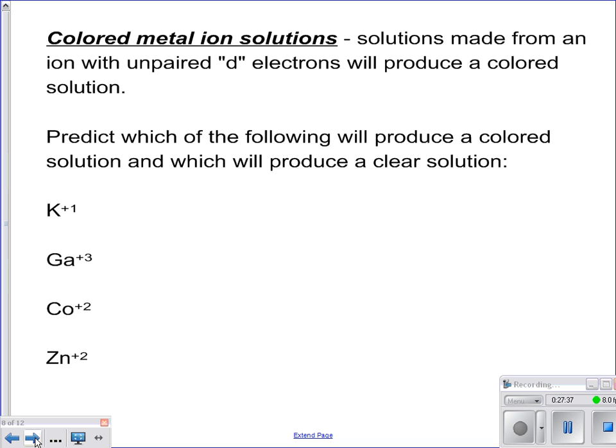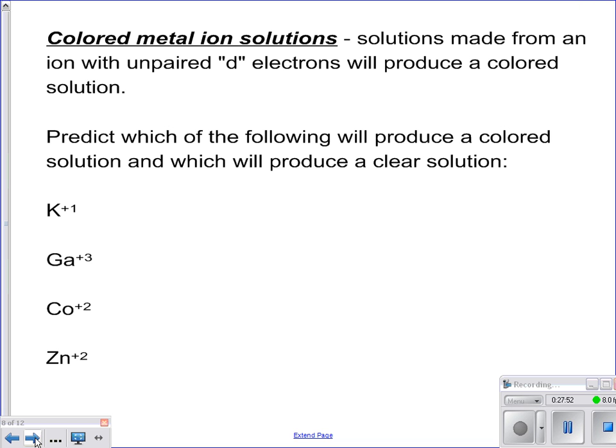So what we want to do now is think about the color of solutions. When we do labs, we're going to work with a whole bunch of solutions, and most of them are going to look just like water. Not very exciting. Most solutions are clear in color, but sometimes they will be colored.